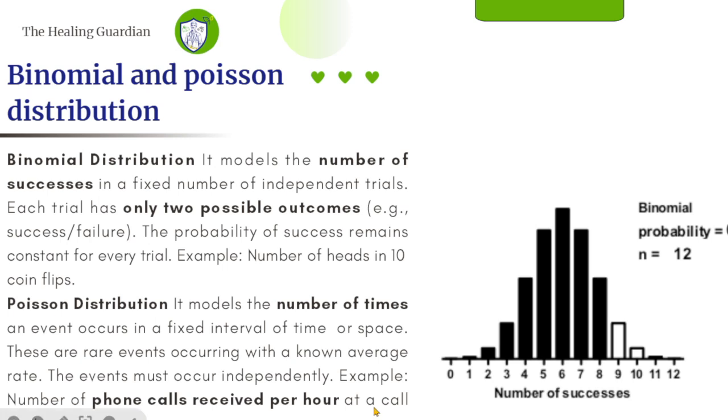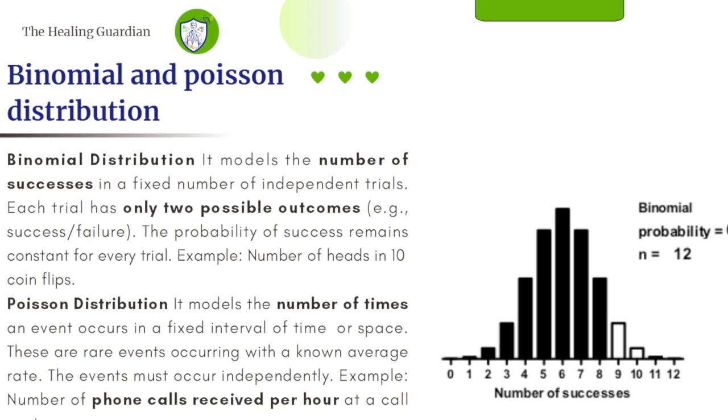But in Poisson distribution, you are looking at the number of times an event occurs in a fixed interval of time. For example, if you are looking at how many phone calls are received per hour, there we use Poisson distribution. But if you are looking at number of successes, we use binomial distribution.